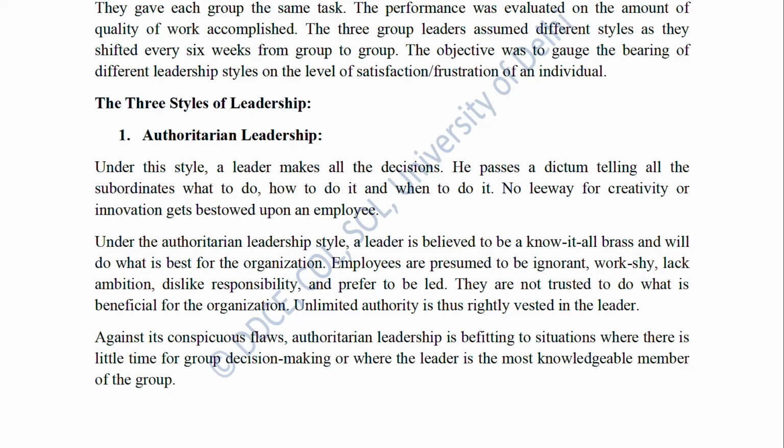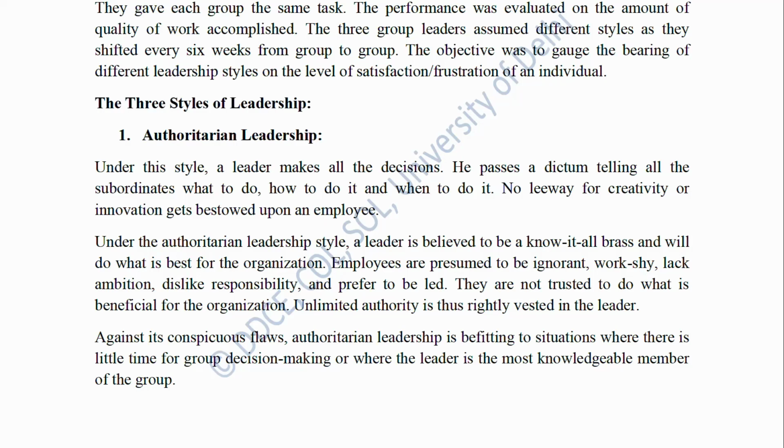Under the authoritarian leadership style, a leader is believed to be a know-it-all brass and will do what is best for the organization. Employees are presumed to be ignorant, work-shy, lack ambition, dislike responsibility, and prefer to be led. They are not trusted to do what is beneficial for the organization. Unlimited authority is thus rightly vested in the leader.